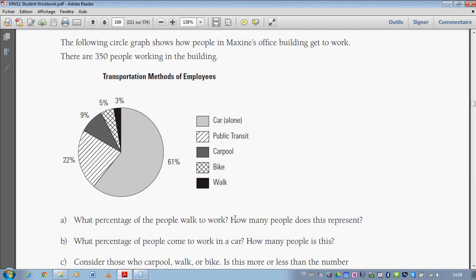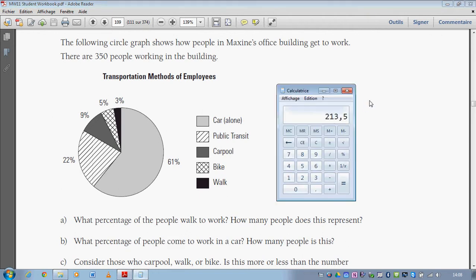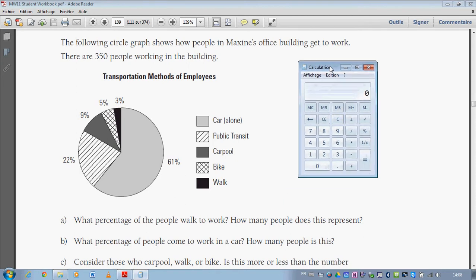Now, for this part of the question, how many people does this represent? Here's where things start getting a little trickier. What this question is really asking is, what is 3% of 350? Because we know that this entire circle is 350 people working in the building, and we know that 3% of those 350 people walk to work.